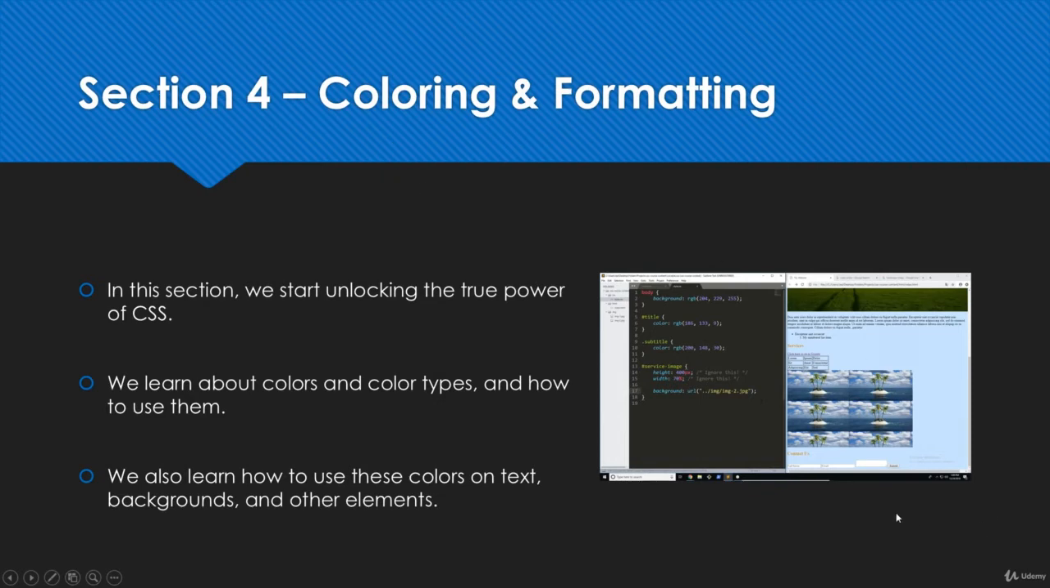The next section is where we start using the real power of CSS. We're going to start using colors, and we're going to be applying those colors to our page. We're going to be learning about different color types, a little bit of how colors are set up on the computer, so things like RGB and other color codes, and then we're going to use them and apply them using CSS to backgrounds and text and all sorts of other things.